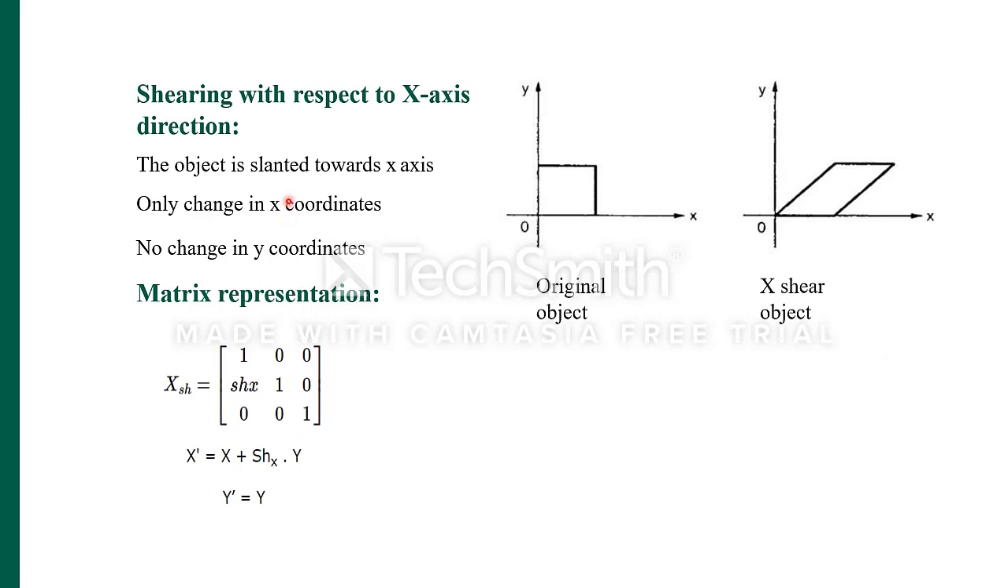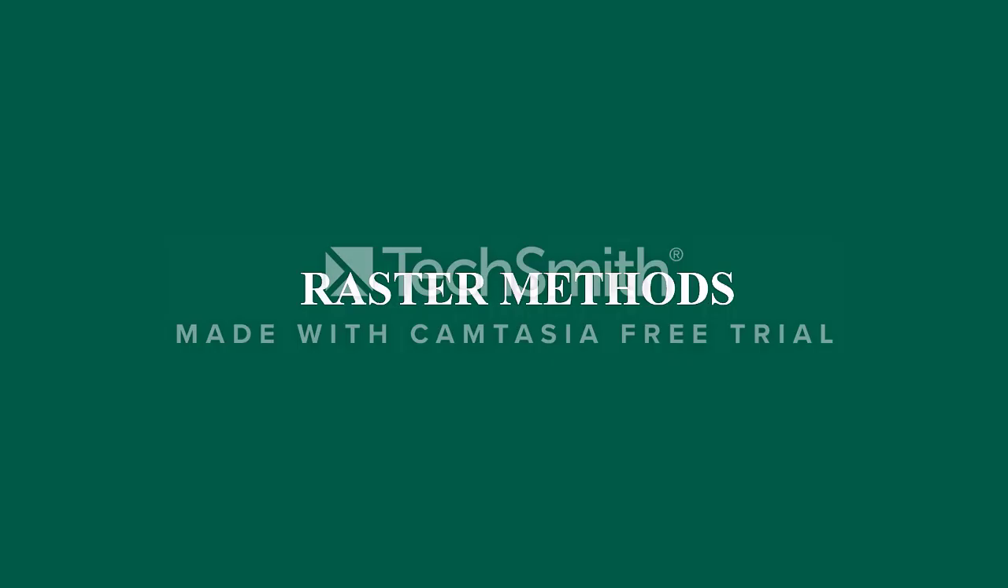And shearing with respect to the x-axis. Here, only the new x coordinates get changed and the y remains the same. So the matrix representation would be: the new x coordinate is x plus shx into y, and the y coordinate remains the same.